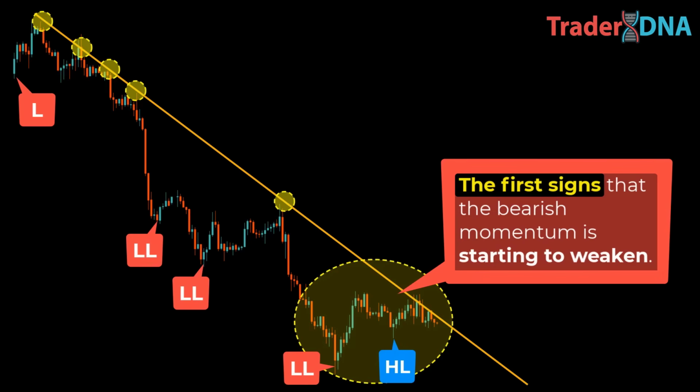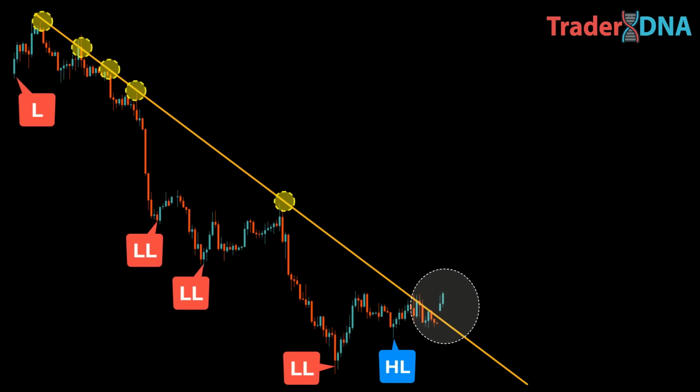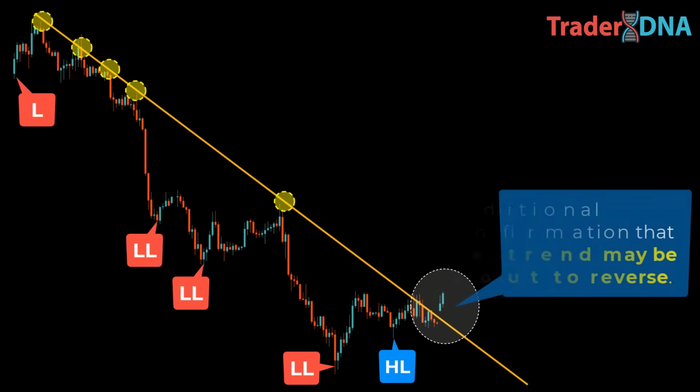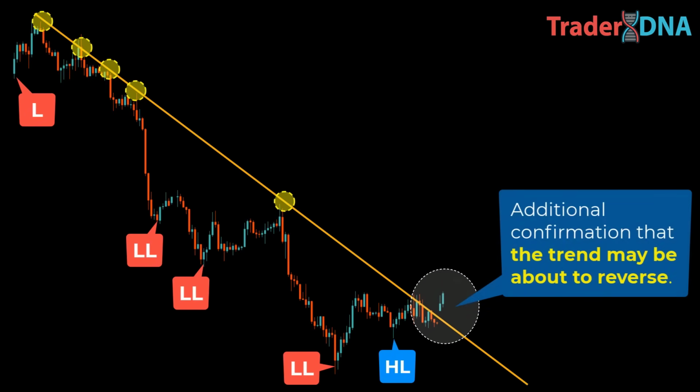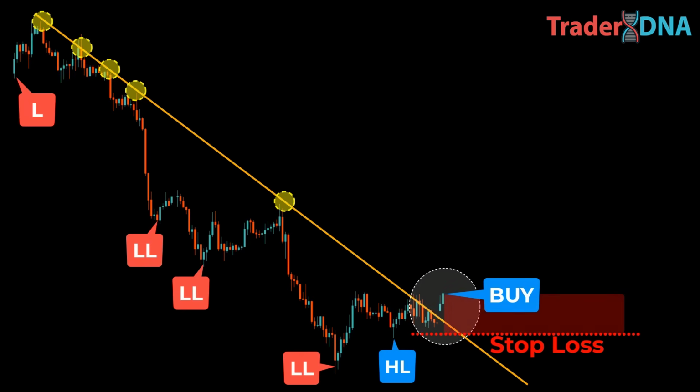And right after that, something even more significant happens. Price breaks above the trend line. This breakout is a major signal, giving us additional confirmation that the trend may be about to reverse. At this point, we've got a strong reason to start looking for a buy opportunity. Of course, we never trade without managing risk, so always make sure to place your stop loss just below the nearest swing low. That way, you protect your capital in case the breakout fails and the trend resumes downward.